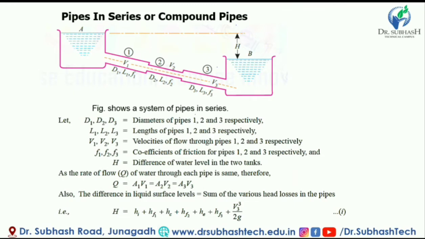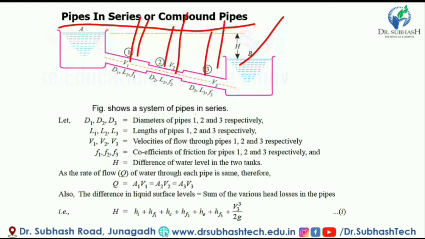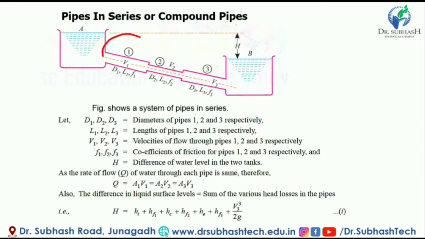First we look at pipes in series, and then we discuss compound pipes. As shown in the figure, the three pipes are connected in series: first one, second one, and third one. Now D1, D2 and D3 are the diameters of pipes 1, 2 and 3.